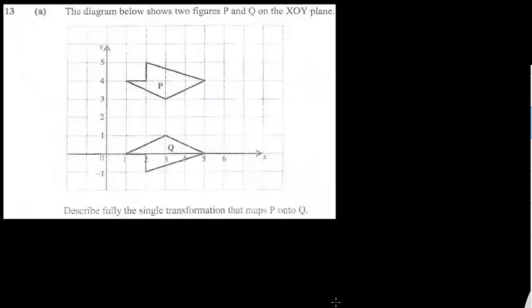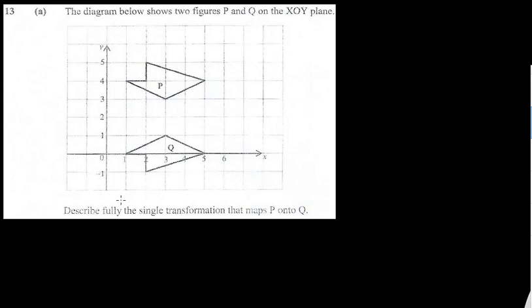So here's our question number 13. So it's also a two-part question. And the first part is saying, the diagram below shows two figures, P and Q, on the x-y plane. So we've got figure P, we've got figure Q, and these look somewhat similar to me. And the question says, describe fully the single transformation that maps P onto Q.